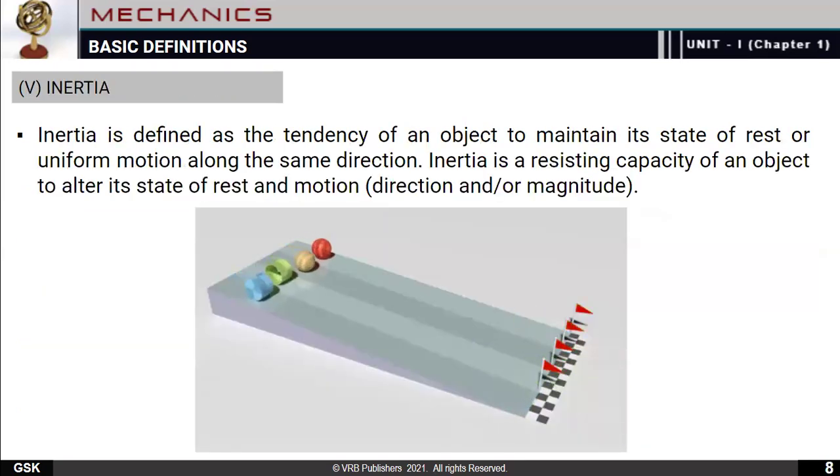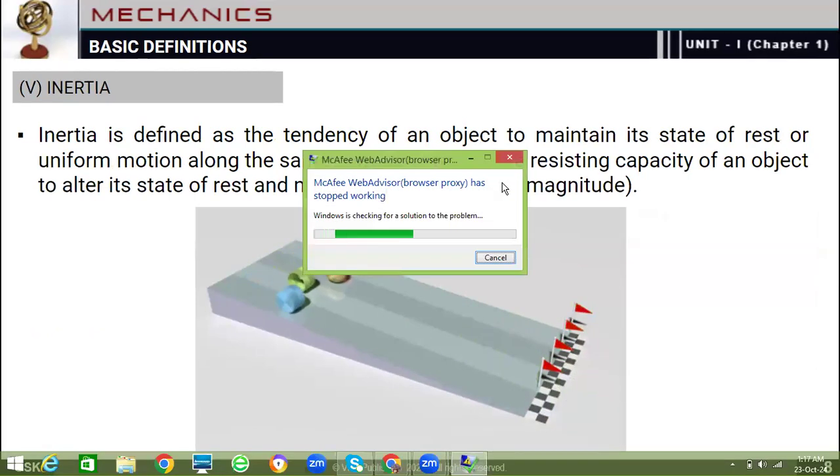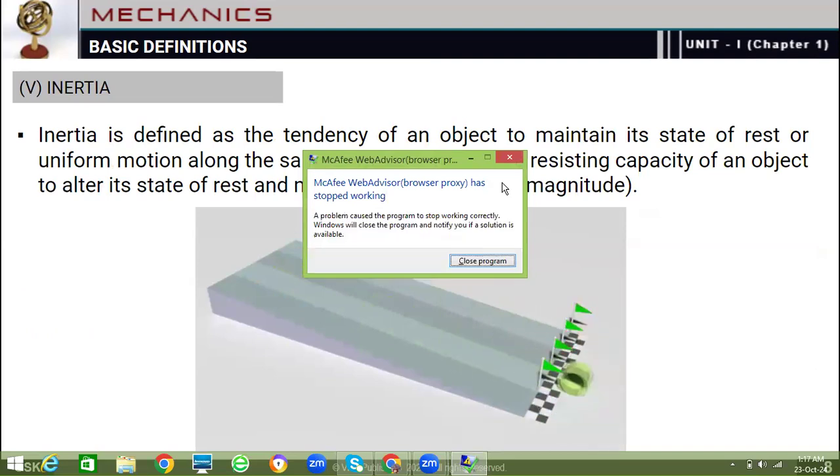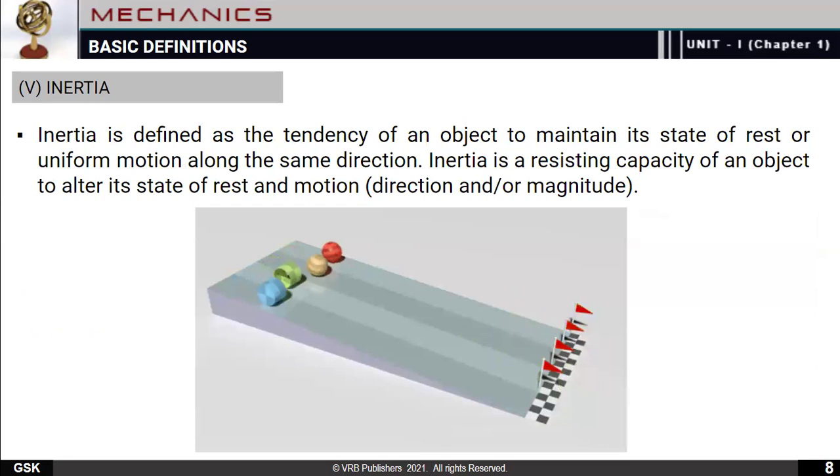The next one is inertia. Inertia can also be called rotational inertia, otherwise called moment of inertia. It is an object's resistance to change in its rotational motion, and depends on its mass distribution and distance from the axis of rotation. Inertia is defined as the tendency of an object to maintain its state of rest or uniform motion along the same direction. Otherwise, inertia is the resisting capacity of an object to alter its state of rest or motion.